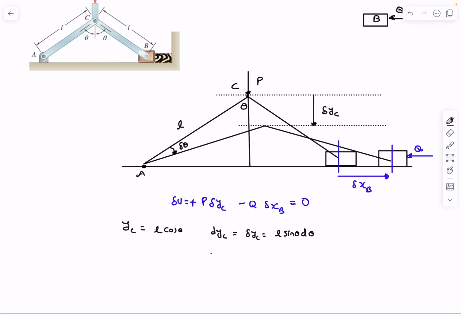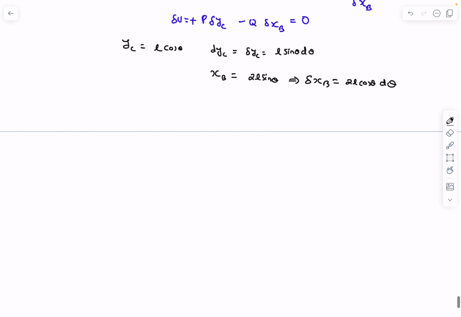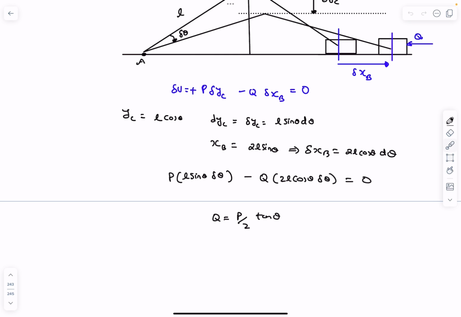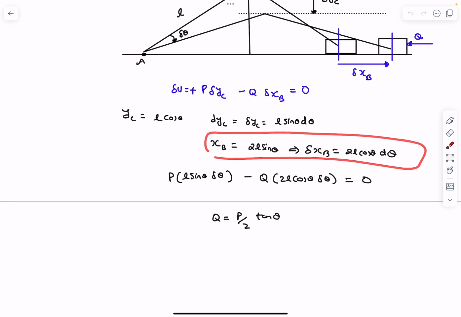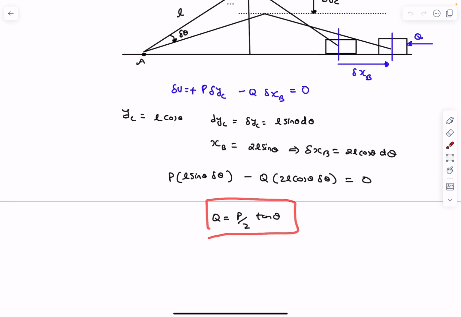Okay, now similarly, the x coordinate of the point B, L sin theta plus L sin theta, that is 2L sin theta. So which implies del xb is 2L cos theta d theta. So this is the del xb. So now all we have to do is substitute it back into our virtual work equation. Okay, so once we substitute the values of del yc and del xb back into our equation, we simply get Q equals P by 2 tan theta.